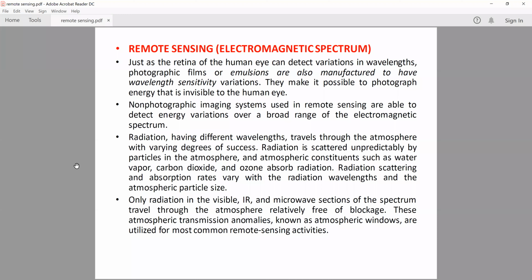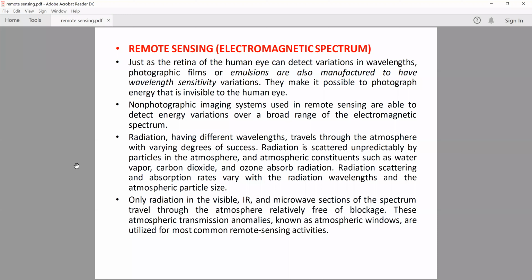So these atmospheric transmission anomalies known as atmospheric windows are utilized for most common remote sensing activities. Atmosphere से कौन सी travel करती हैं? They've classified that those are visible, infrared, and microwave. So this figure is something that we talked about earlier as well.